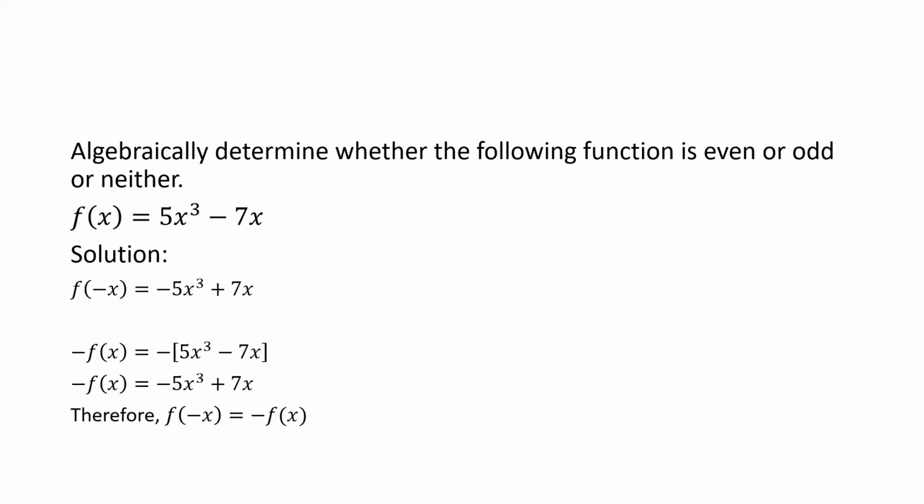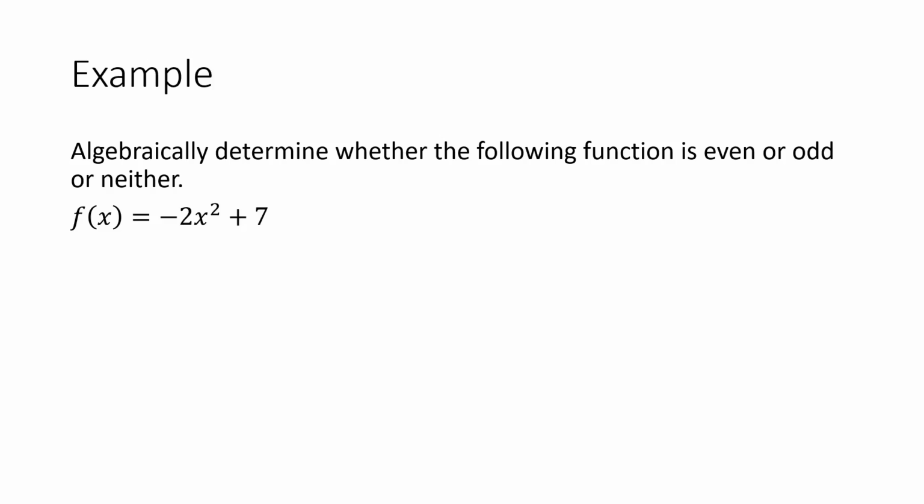Now let's see if the function's odd. We figure out what is negative f of x. Well, negative f of x is negative quantity f of x, which is what we've written here. We then distribute that minus sign into the bracket, and we get negative 5x cubed plus 7x. And we see that f of negative x actually equals negative f of x. Therefore, the function's odd.